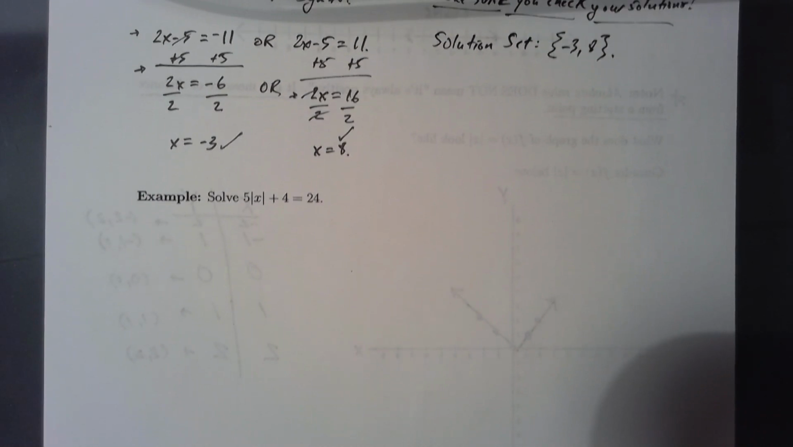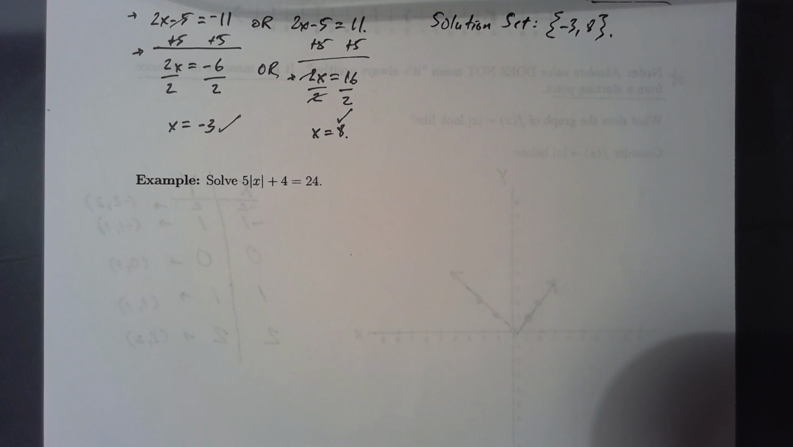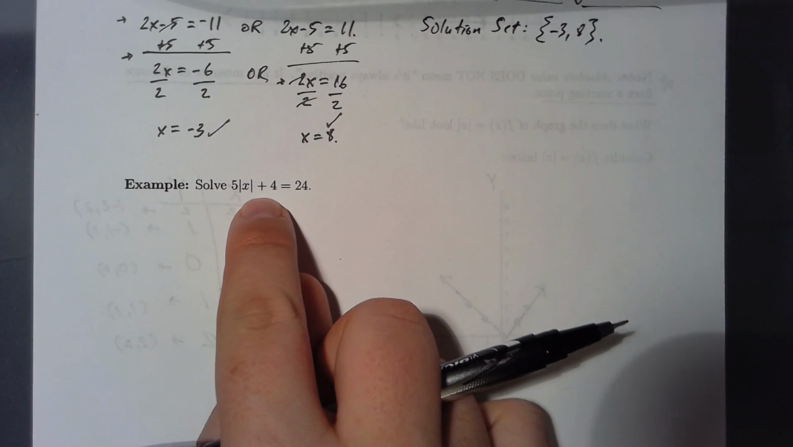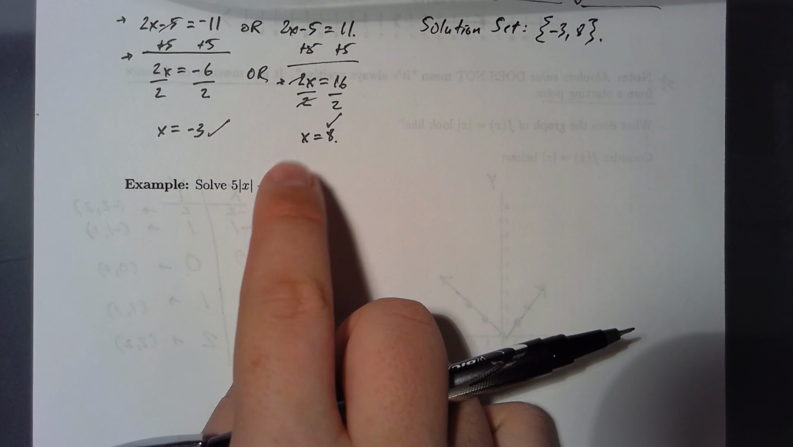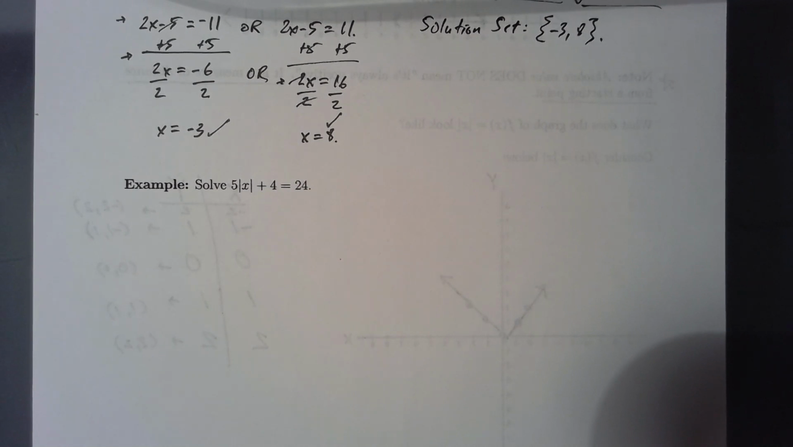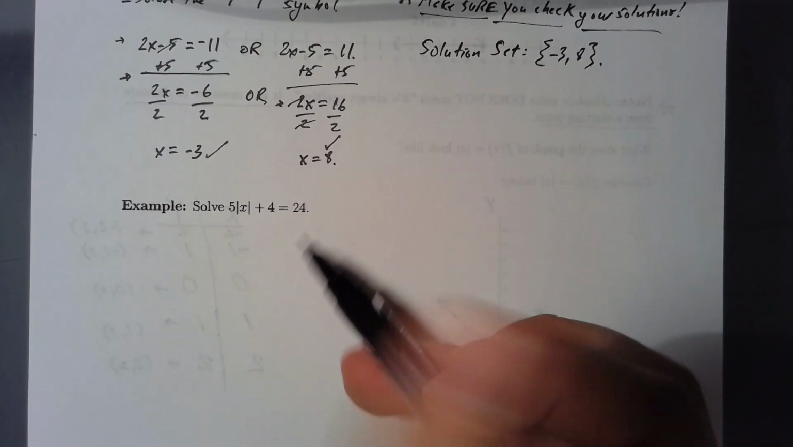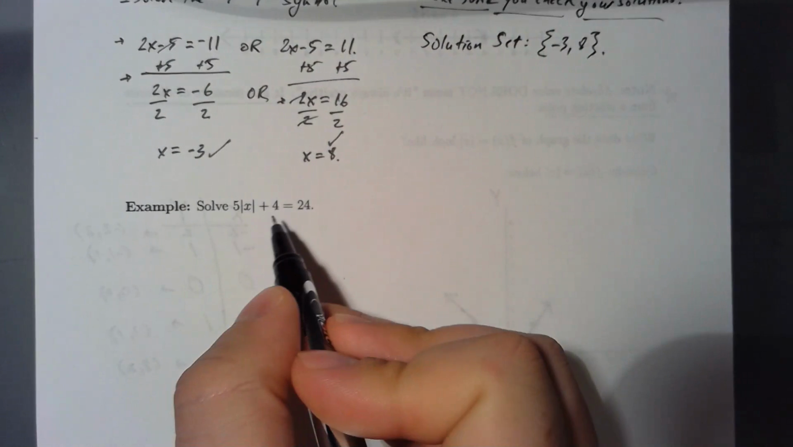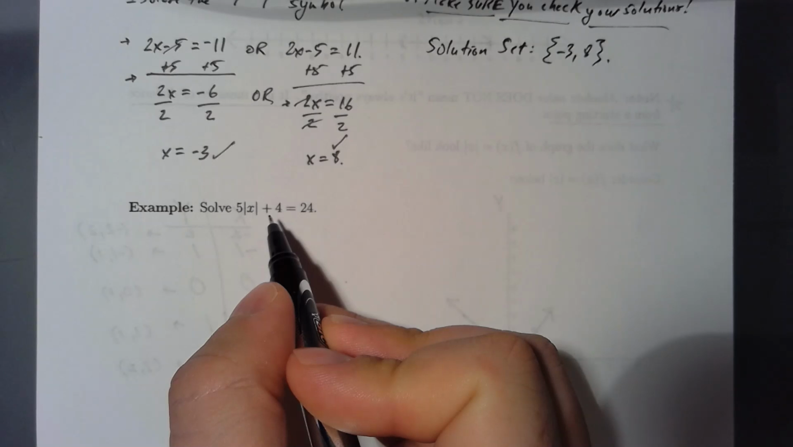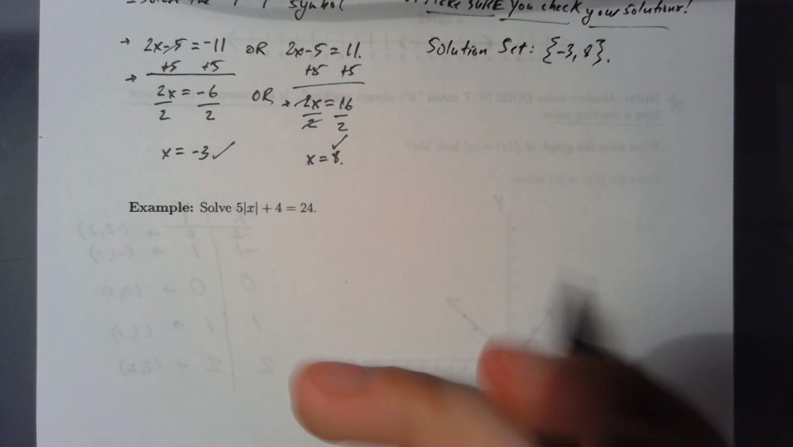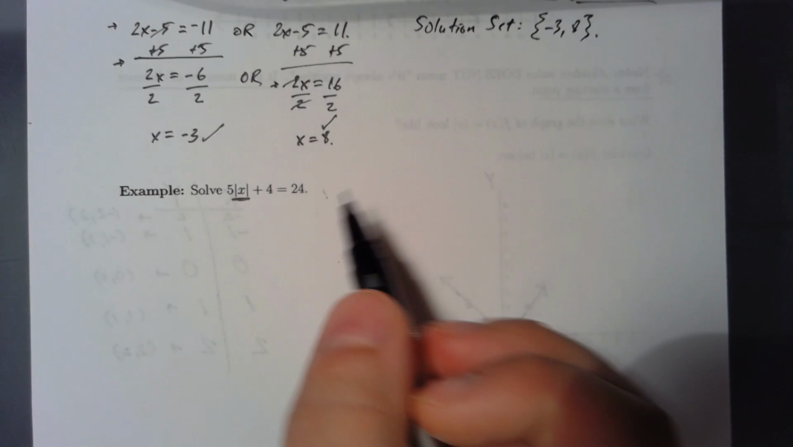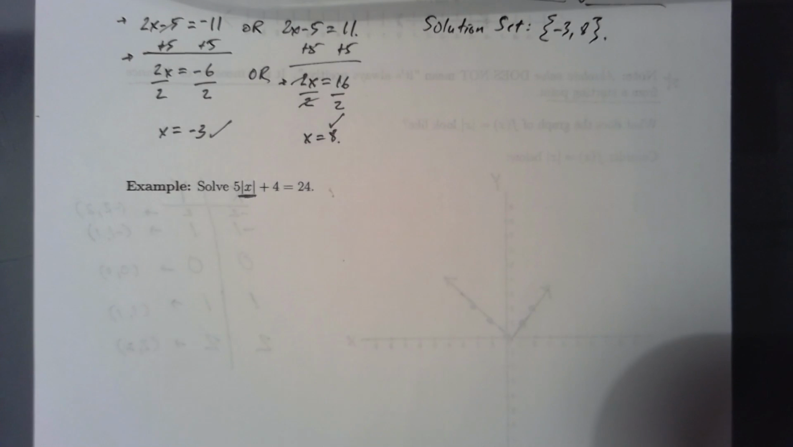All right, let's look at this one. Again, make sure you isolate the absolute value. Make sure you do that first. I want the absolute value by itself. The absolute value here isn't by itself yet, so I've got to put it by itself. How do I do that? Before I apply this rule here, I have to subtract the 4.